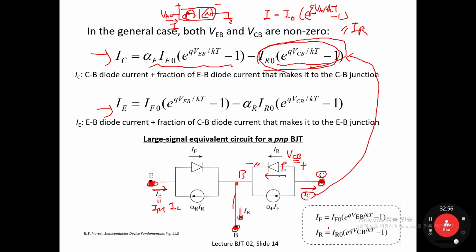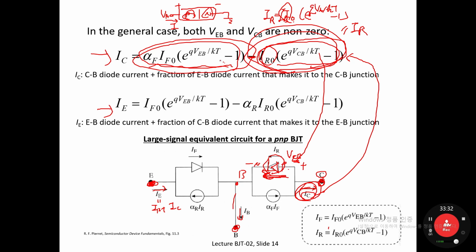This is a PNP BJT, so the current flows from collector to base as IR, with saturation current I naught, here written as IR naught. The current direction is opposite to the collector current direction. So this second term can be written with a diode symbol. What about the other term? It can be written as alpha F times IF, where IF means the whole term, IF naught times the exponential. So alpha F times IF is denoted as a current source.